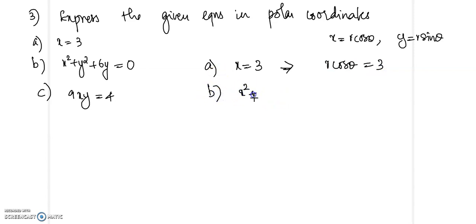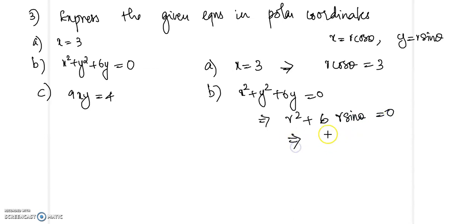Then in the second equation you have x square plus y square plus 6y equal to 0. So x square plus y square is r square. So r square plus 6, now y is r sin θ, so that is equal to 0. So r will cancel off. So we will get r equal to -6 sin θ.